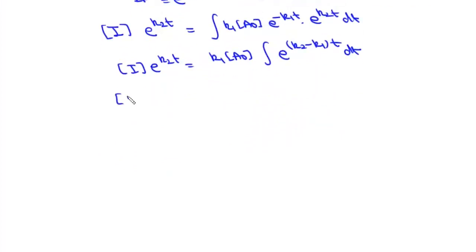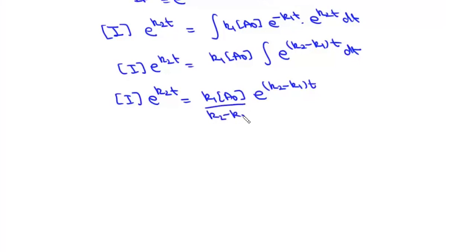Now we write this as I e to the power K2t equals K1 into A0 times e to the power (K2 minus K1)t upon K2 minus K1, plus C. Now we know that when t is 0, the concentration of I is 0. So we'll put that this is 0, and here it will be K1 A0 upon K2 minus K1 plus C. So the value of C is minus K1 A0 upon K2 minus K1.